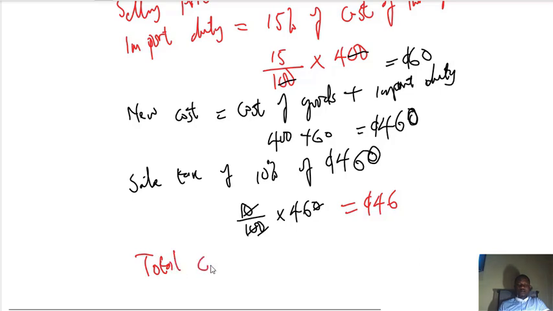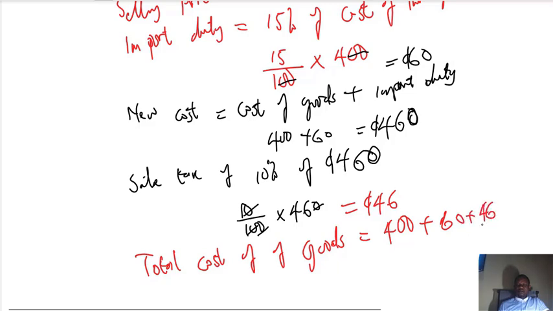So now the total cost of the goods is going to be the cost price of it plus the import duty, which is 60 Ghana cedi, plus the 46, the sales tax. So when you sum everything, that will be the total cost of the goods. So 400 plus 60 will give us 460, plus 46 will give us 506 Ghana cedi. So the total cost of the item is going to be 506 Ghana cedi.